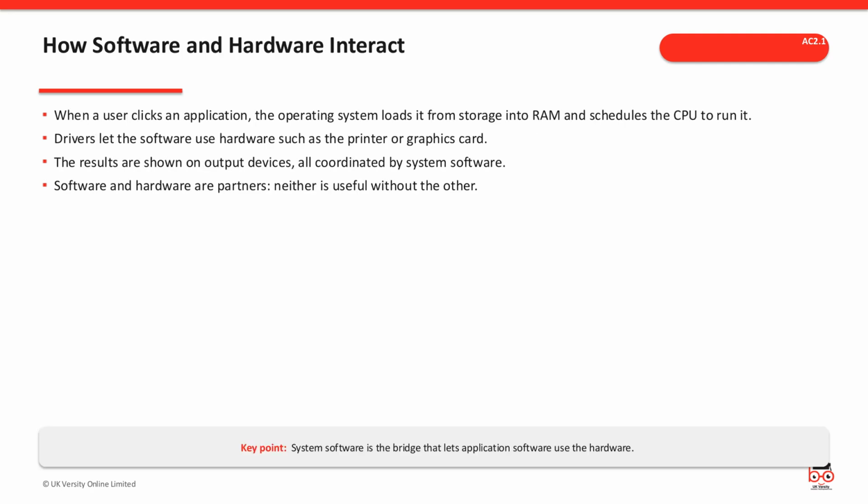Let's see software and hardware team up. When you click an application, the operating system loads it from storage into RAM and schedules the CPU to run it. Drivers then let that software use the hardware, whether that's sending a document to the printer or pushing graphics to the screen, and the results appear on your output devices, all coordinated by the system software. Software and hardware are genuine partners. Neither is much use without the other, and the system software is the bridge that connects them.